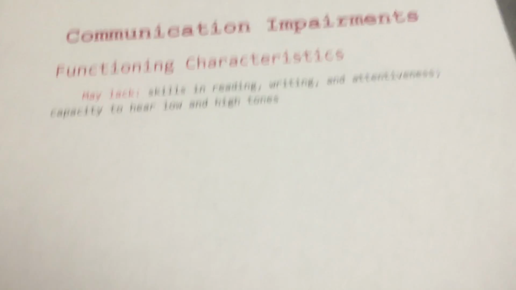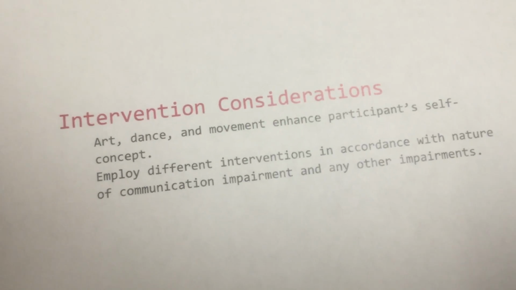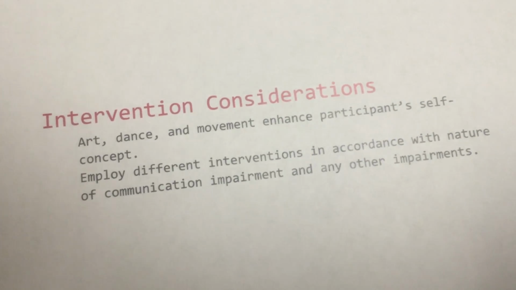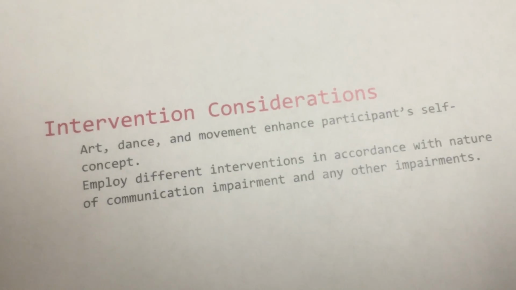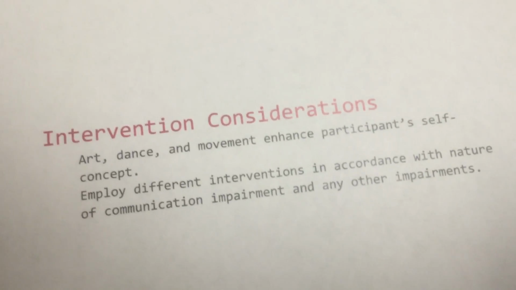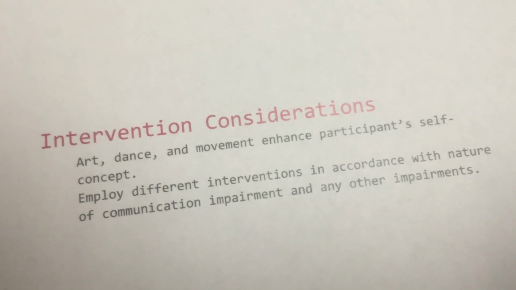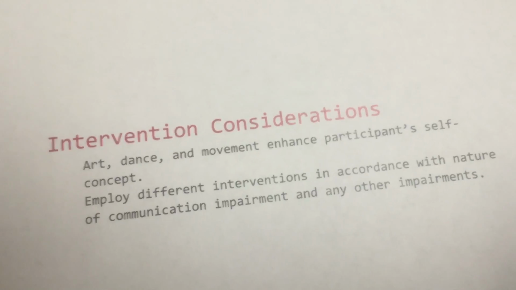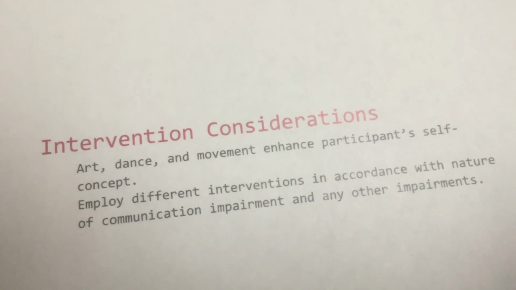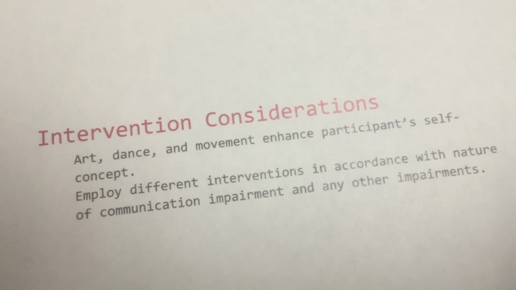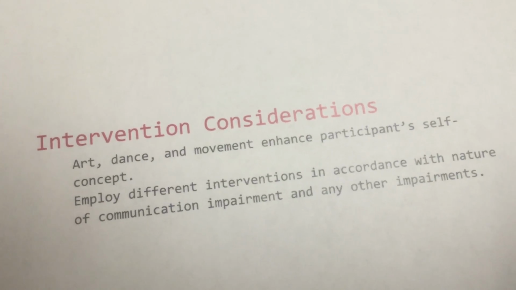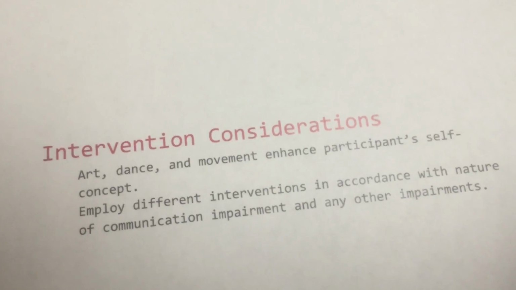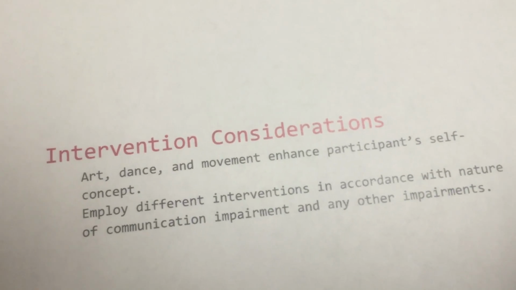Some intervention considerations for clients with communication impairments are art, dance, music, and any movement type of therapy, because this will help enhance the participant's self-concept. But really, with communication impairments, there's not too much of a guideline because often these clients will have other impairments as well. So you'll use different interventions in accordance with the nature of the communication impairment your client has or any other impairments that they might have.